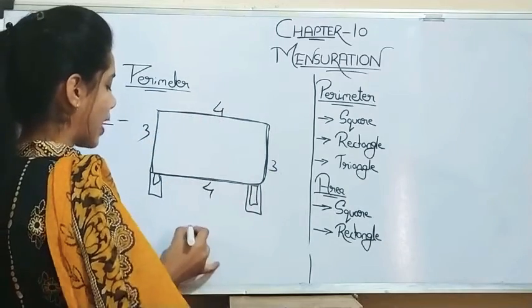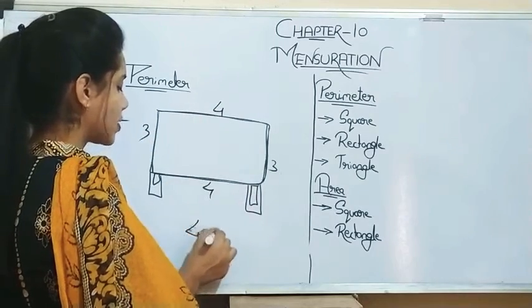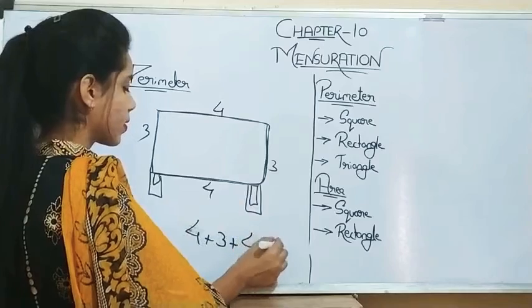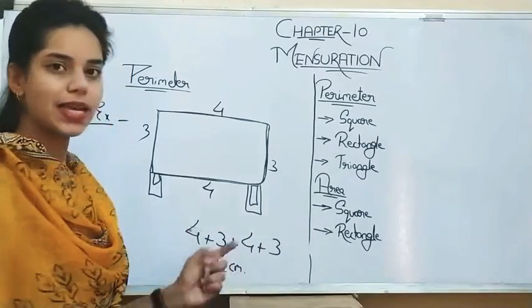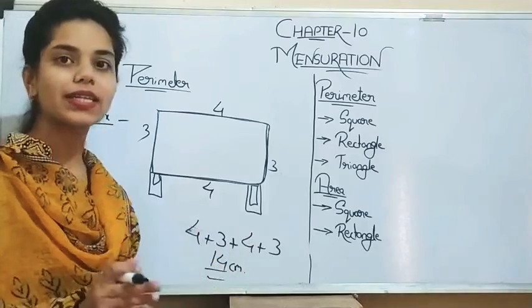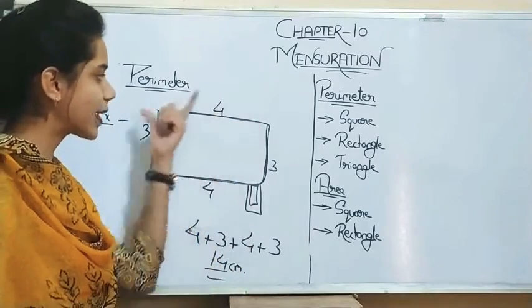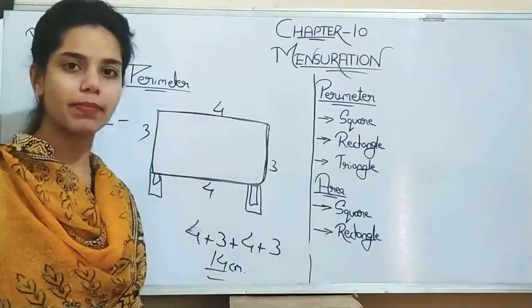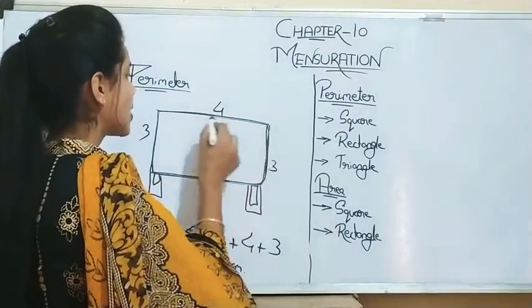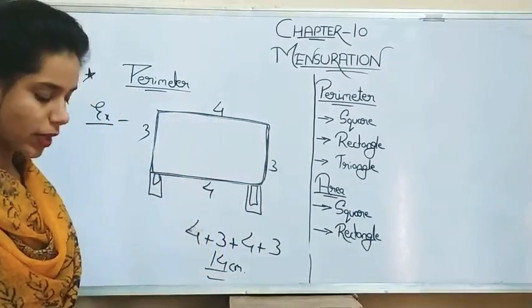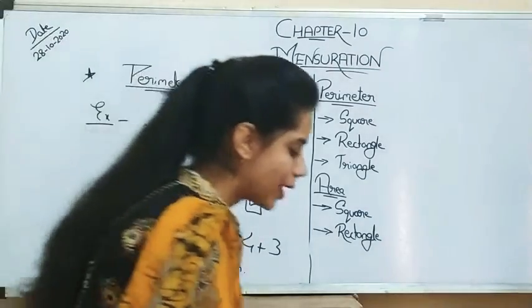If you add all these measurements, you will require 14 centimeter of colored tape so that it can easily cover your table. So the length of the boundary is known as perimeter. In this way, this is the concept of perimeter.